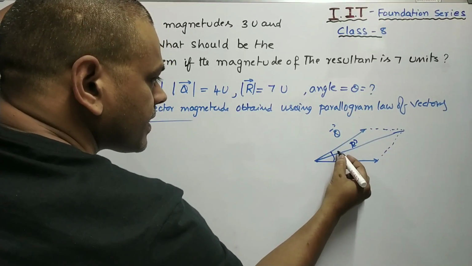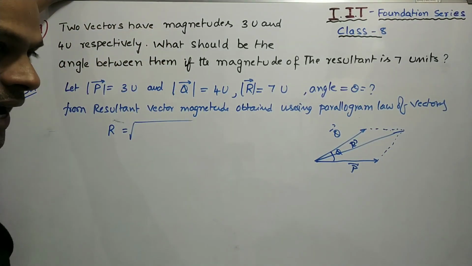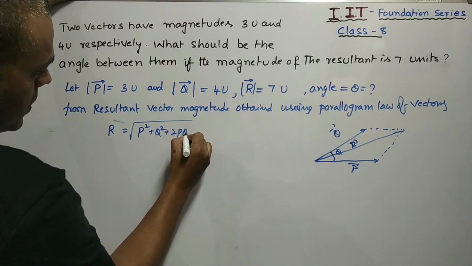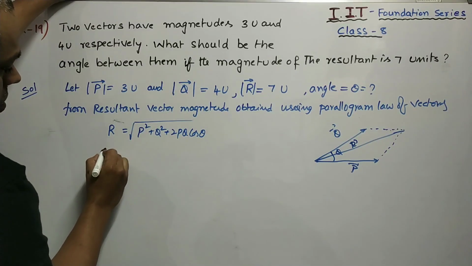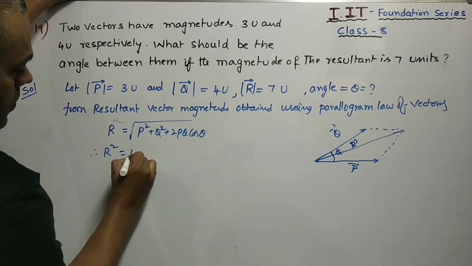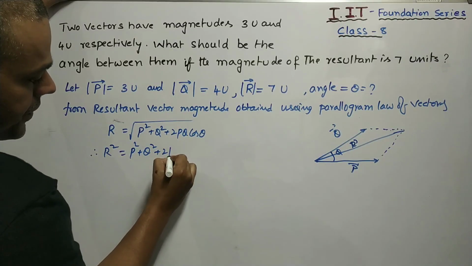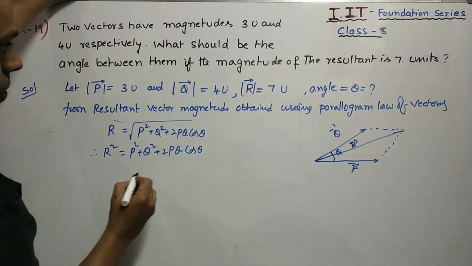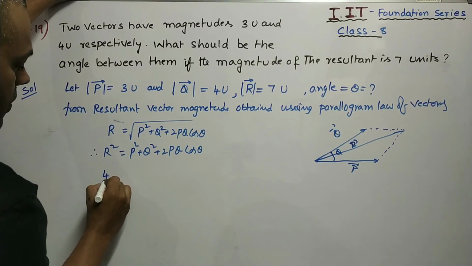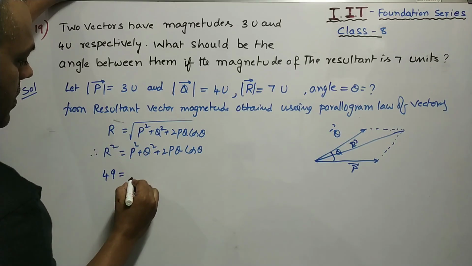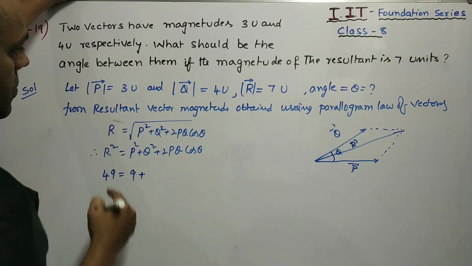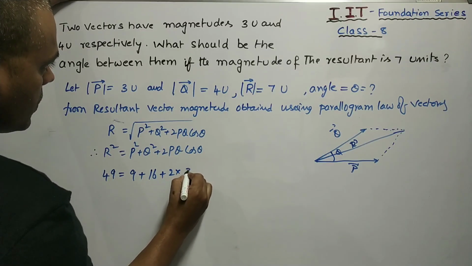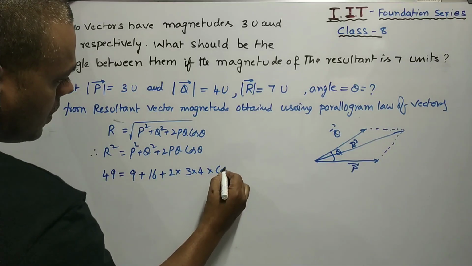The angle between p vector and q vector is theta, and you want to calculate that angle. So r is equal to root of p square plus q square plus 2pq cos theta. Squaring both sides, r square equals p square plus q square plus 2pq cos theta. Now substitute all the values. R is equal to 7, that means 7 into 7, 49 is equal to p square, that is 9, plus q square, 16, plus 2 into 3 into 4 into cos theta.